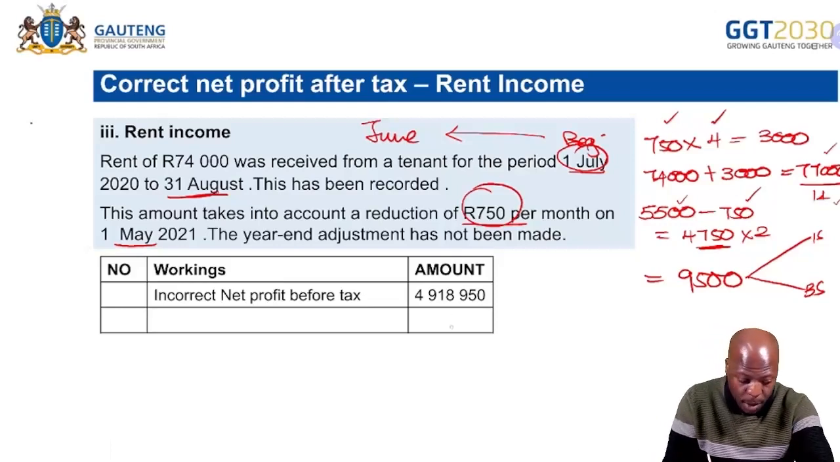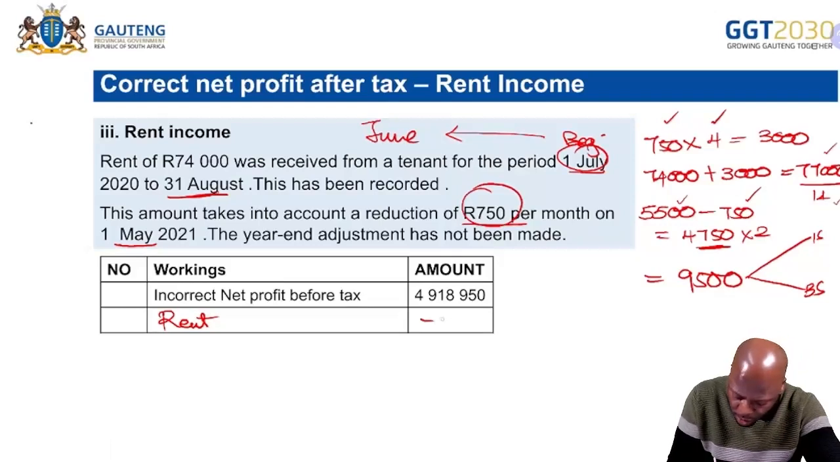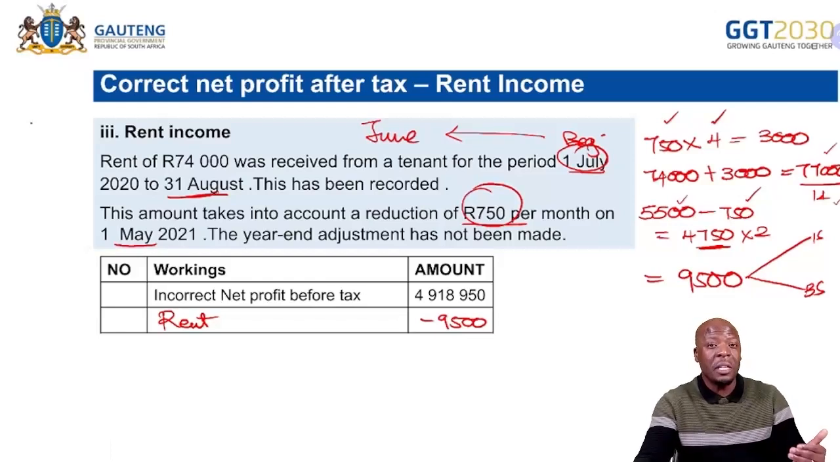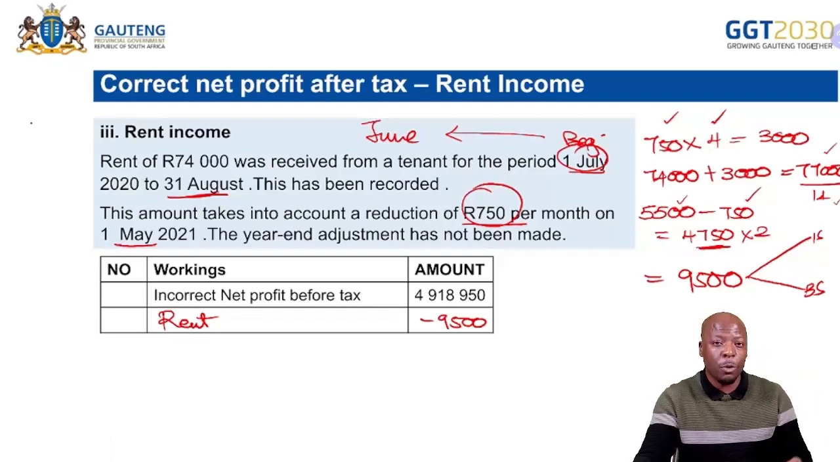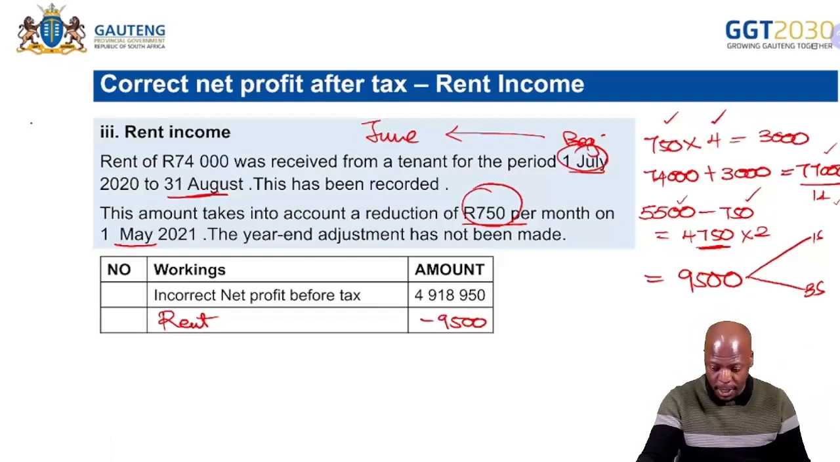That means we must come here and subtract. So I'm going to come here and I'm going to say rent, and I'm going to now subtract 9,500. Why am I subtracting? Because we recorded income that was received in advance, which overstated our income for the year. Hence, our profit was also overstated. To be realistic, let's go subtract it because it is income for the next financial period.